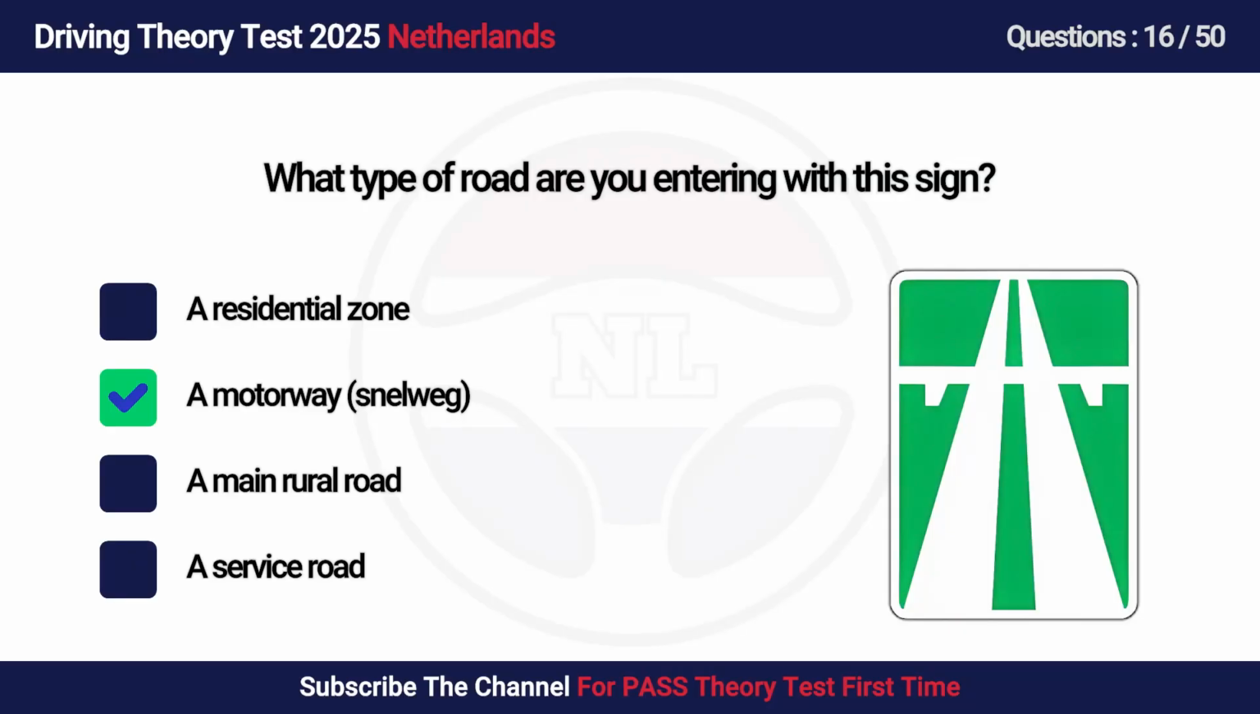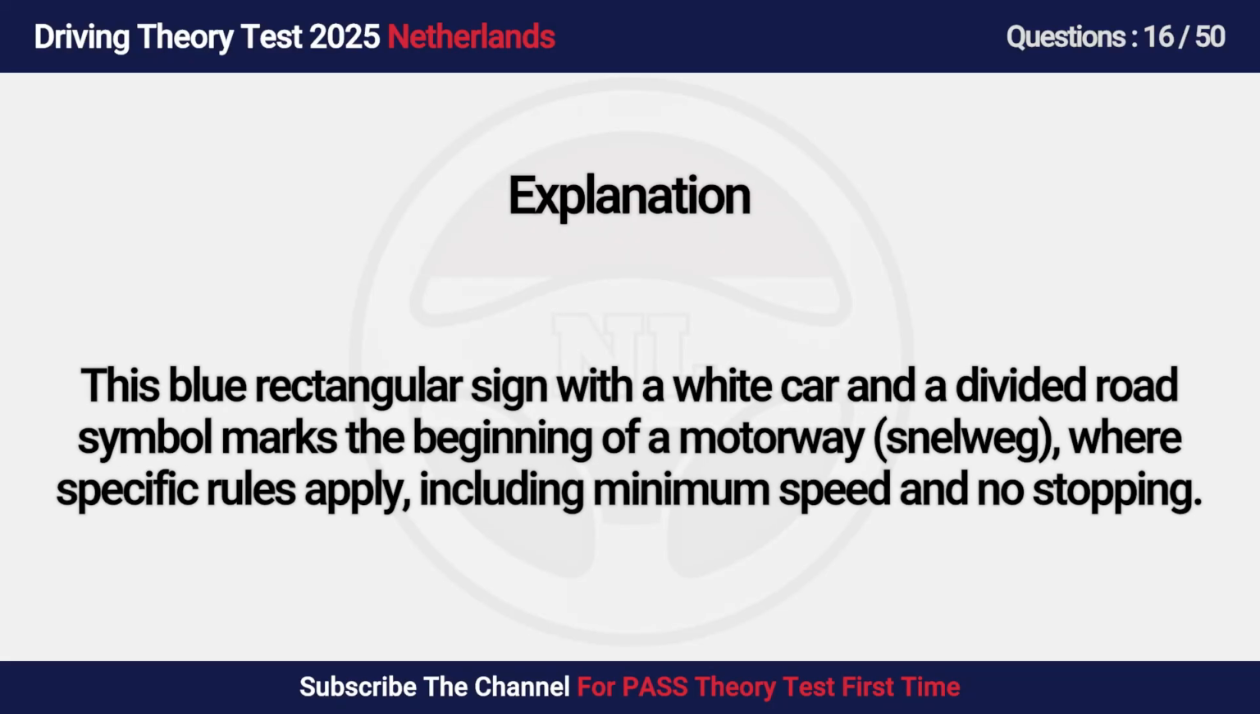Answer is B. A motorway. This blue rectangular sign with a white car and a divided road symbol marks the beginning of a motorway, where specific rules apply, including minimum speed and no stopping.